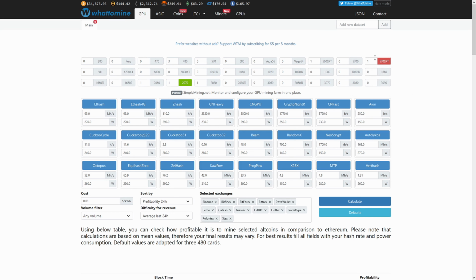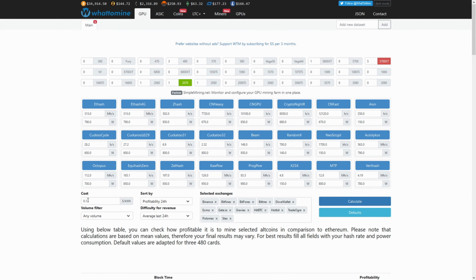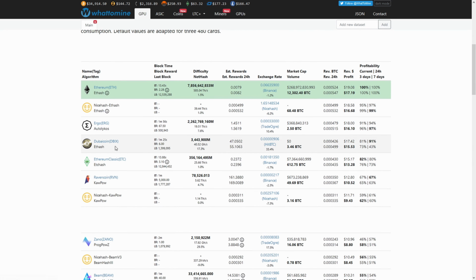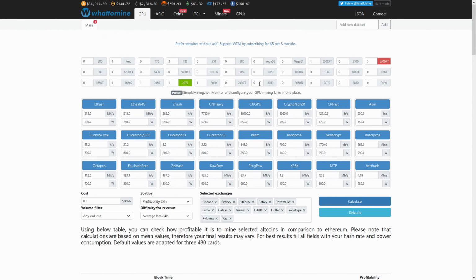You can do tons of different combinations here. Let's say we have 5 5700 XTs. We can calculate out. We could see Ethereum is still at the top, but we get a different price. We could also change our cost of power. Let's say we're paying 0.1 cents per kilowatt hour. Still decent profitability, but it's a useful tool for realizing what coins are out there, what you can mine, and what you should be mining depending on what your setup is.